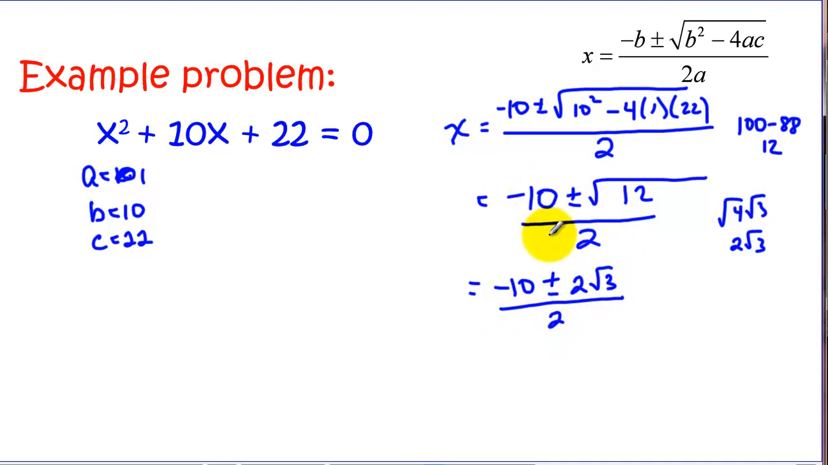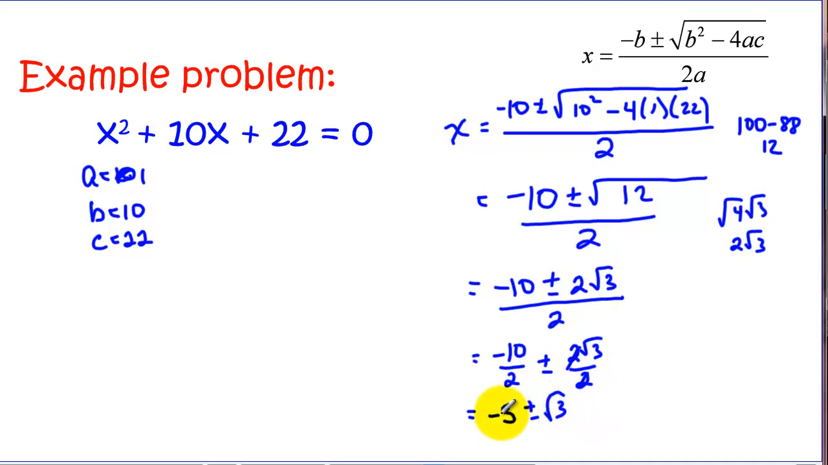When we have a fraction bar here, where we're dividing an expression, we can simplify it by what's called dividing out. So we can divide here and here. So we get negative 10 over 2 plus or minus 2 radical 3 over 2, just splitting that up. So here we get negative 5 plus or minus, and here the 2's cancel, and we get square root of 3.